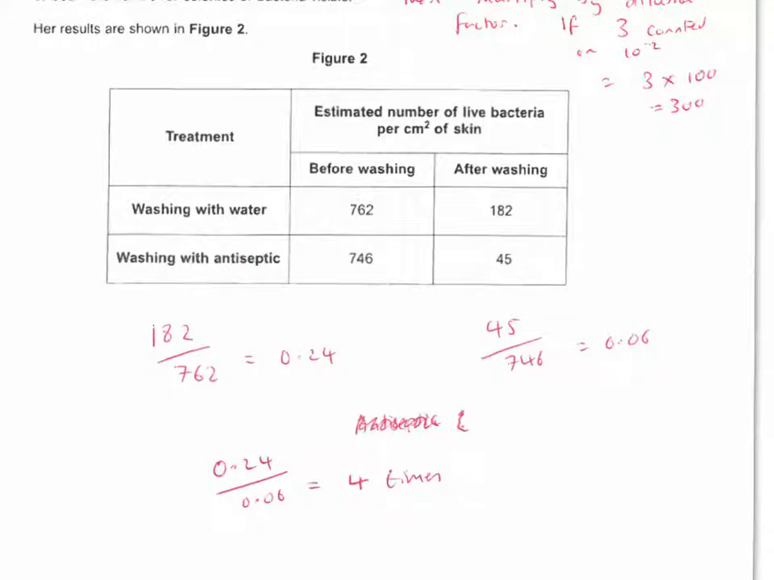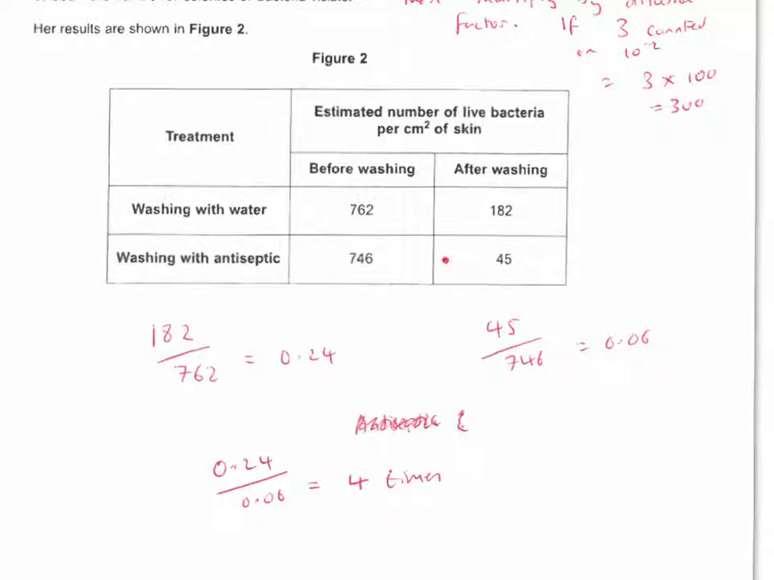Looking at the data here, we can see that washing with antiseptic does seem to reduce the number of bacteria per centimetre squared of the skin compared to washing with water. The question says, show how this is 4 times more effective. If you work out the percentage reduction, with water we've got 0.24, so it's 24%. There's 24% bacteria left compared to the original.